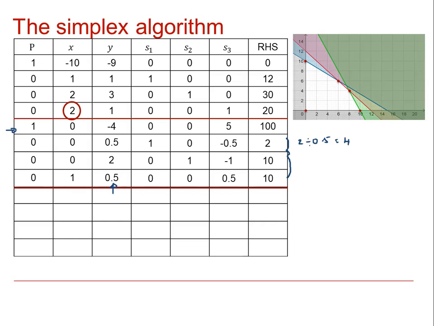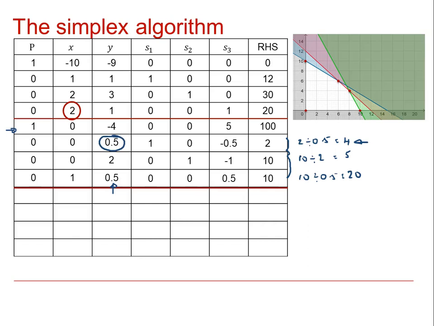We have 10 divided by 2 is equal to 5, and 10 divided by 0.5 is equal to 20. The smallest value, which is positive, is 4, which means that our pivot is going to be 0.5. Again, just checking those values 4, 5 and 20.